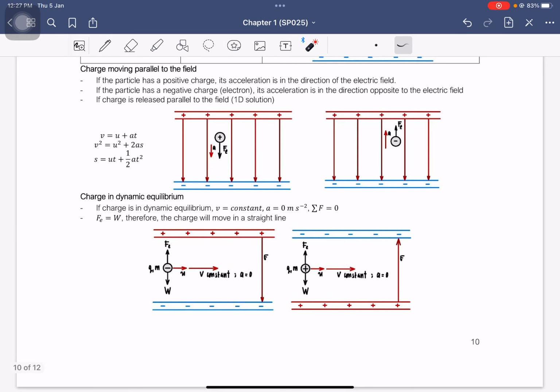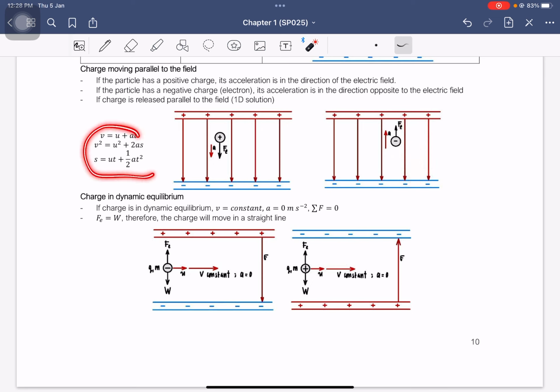All right, next, charge moving parallel to the field. If the particle has a positive charge, the acceleration is in the direction of the electric field. If it is negative, it will be in the direction opposite to the electric field, because the electric field always goes from positive plates to negative plates. So a positive charge will be attracted to the negative plates, hence it has the same direction as the electric field. However, a negative charge will be attracted to the positive plates, hence it will be opposite to the electric field.